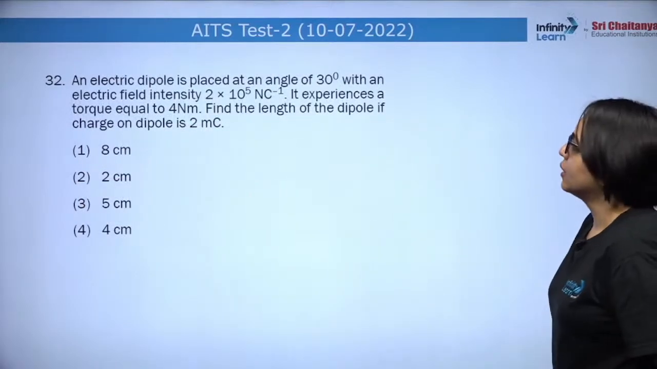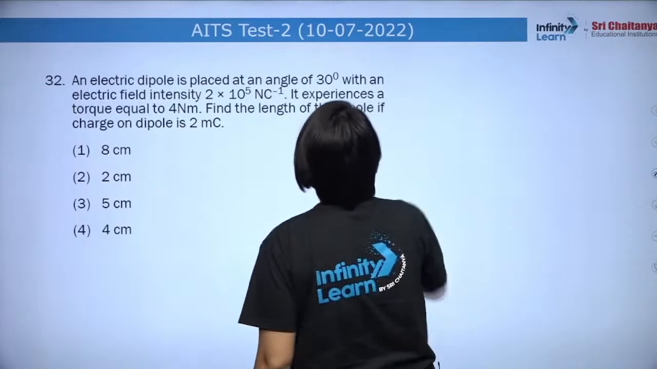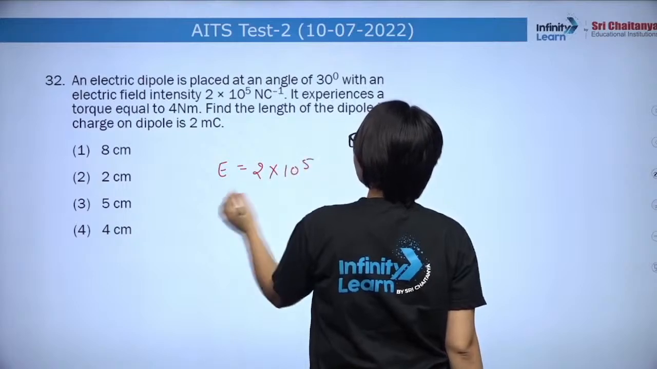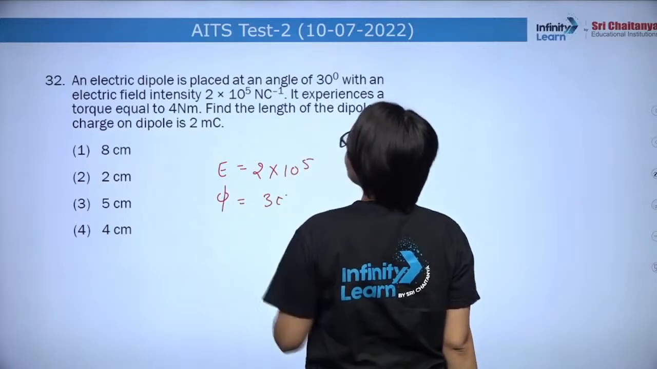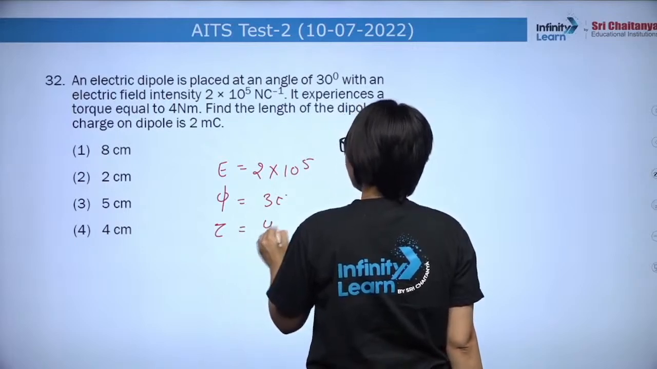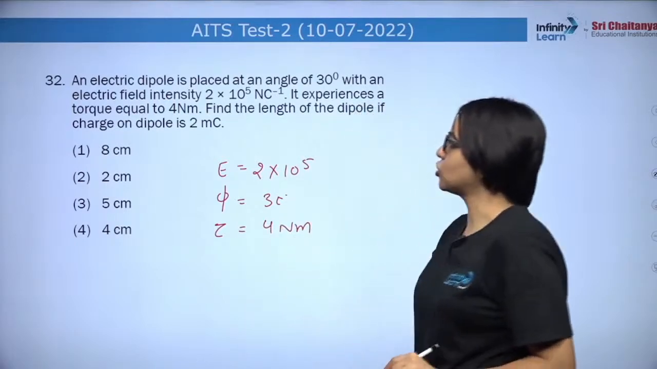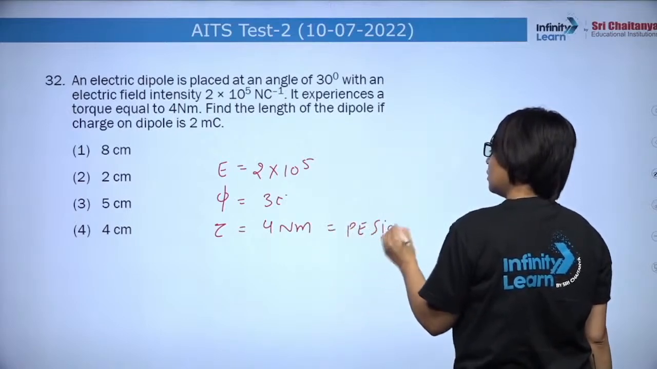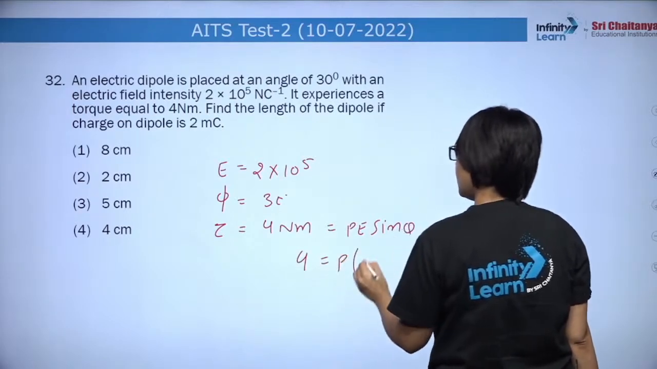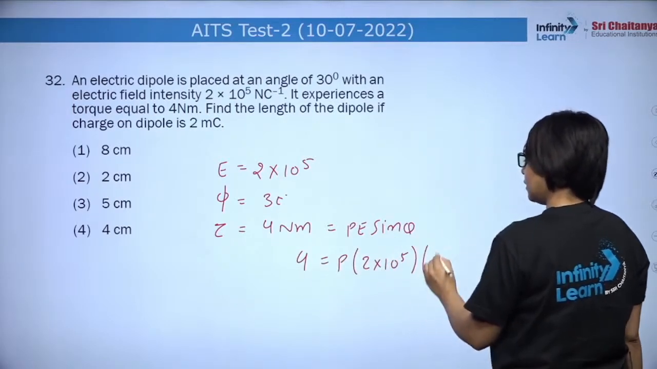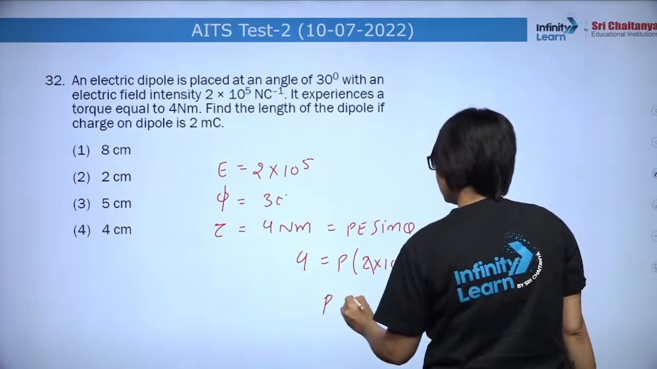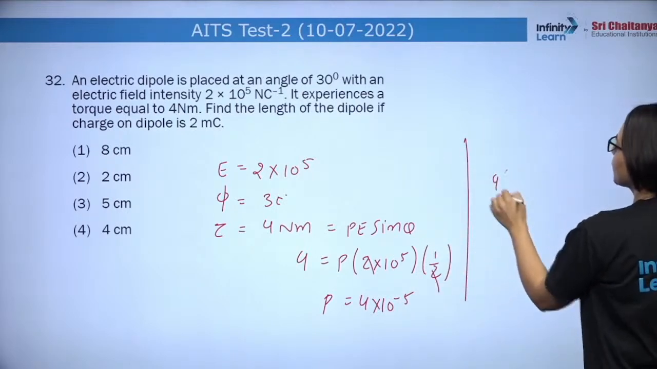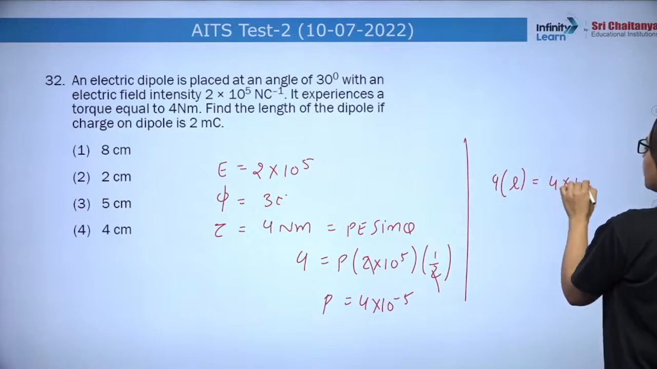Next is this one. An electric dipole is placed at an angle of 30 degree with the electric field intensity 2 into 10 power 5, theta is 30 degree and torque is 4 Newton into meter. Find the length of the dipole if charge on the dipole is 2 millicoulomb. Okay. So torque is pE sin theta. It is 4 is equal to p into 2 into 10 power 5 sin 30 degrees, 1 by 2. So p is 4 into 10 power minus 5, right? p is q into l is equal to 4 into 10 power minus 5.